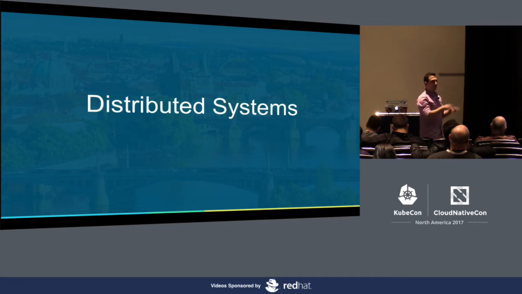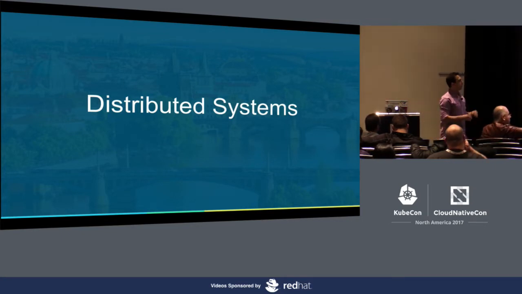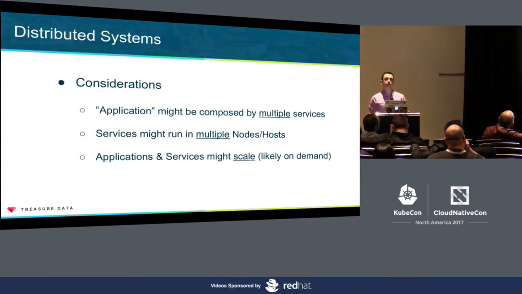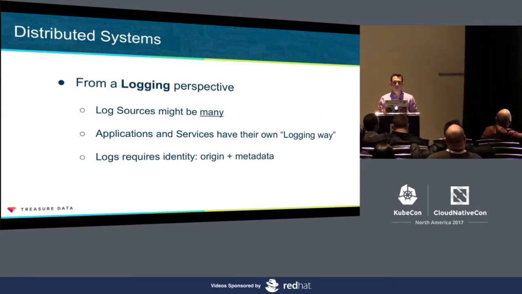When we talk about multiple hosts, multiple nodes, we start talking about distributed systems. That is very relevant for the concept of Kubernetes and how we design the architecture for our applications. If your application is composed of multiple services, sometimes we decouple the application into different small applications, and sometimes these run on different nodes. Nodes, I mean a host, a virtual machine. These applications and services might also scale. So from a logging perspective, we can have many sources of information.